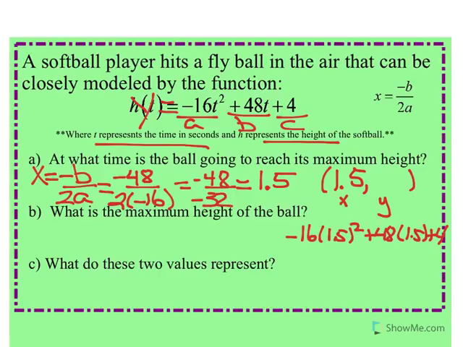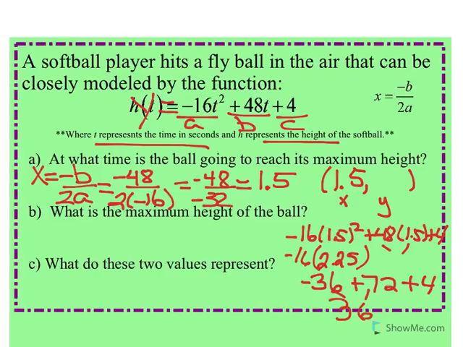If you take a moment and put that into your calculator, if we do 1.5 squared, you will get 2.25. And then we're going to multiply that by negative 16. When we do that, this ends up as a nice whole number of negative 36. Now we have 48 times 1.5, and we get 72 plus 4. Well, negative 36 plus 72 is 36, plus 4 is 40. So the y-coordinate of the vertex is 40.